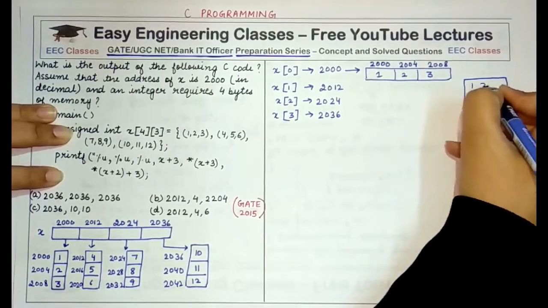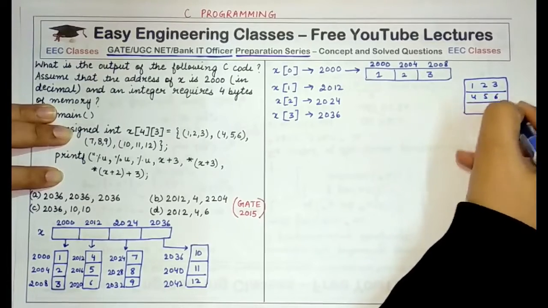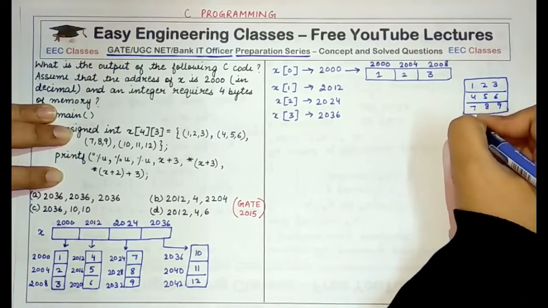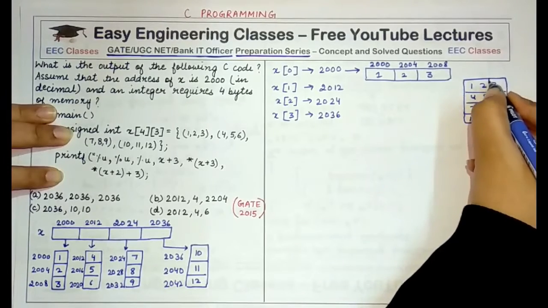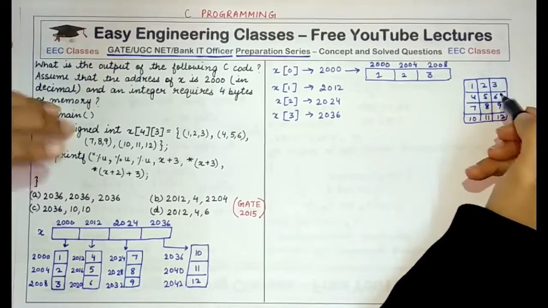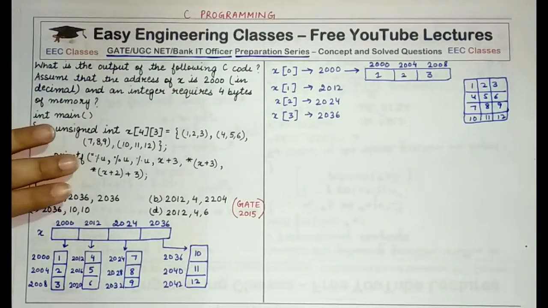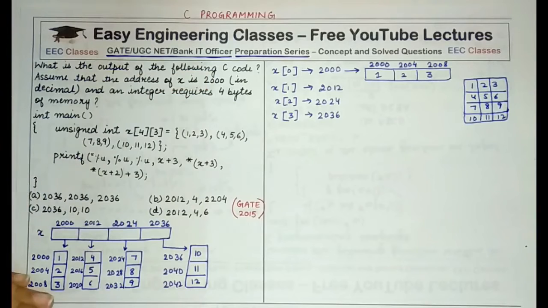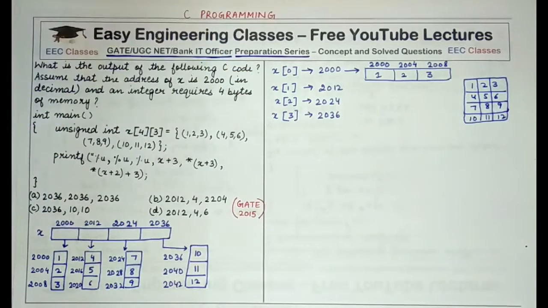Generally, students visualize the 2D array like this, a matrix: 1, 2, 3, then 4, 5, 6, 7, 8, 9, and 10, 11, 12, and then they assign addresses to each of these values. So another way of doing that same thing is this. When we have a question like this, you can visualize the concept as I have told you, and then proceed forward.